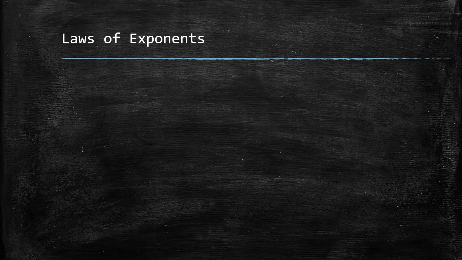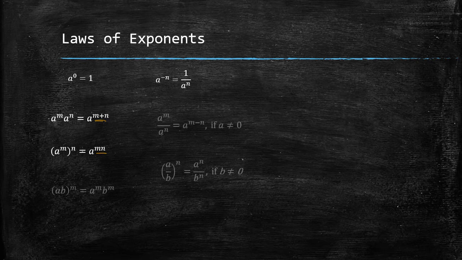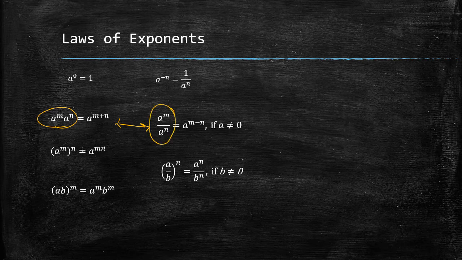Okay, so we're going to review the laws. A to the 0 power is equal to 1. A to the negative nth power becomes 1 over a to the nth. Multiplying with the same base, add the exponents. Power raised to a power, multiply the exponents together. We have a few more rules. These two I would say go together. So when you're multiplying and you have the same base, we add the exponents. When we're dividing and we have the same base, we subtract the exponents.